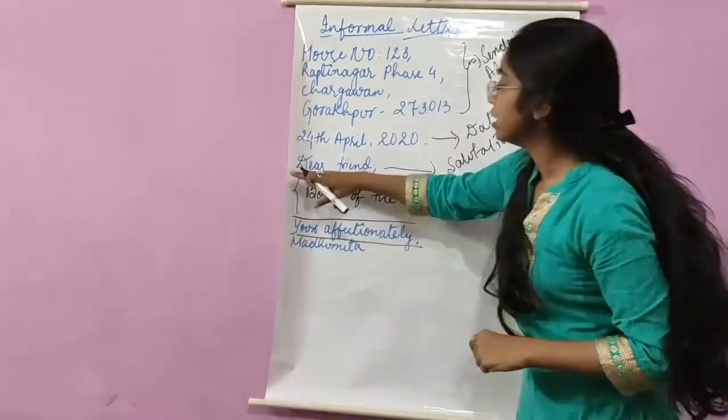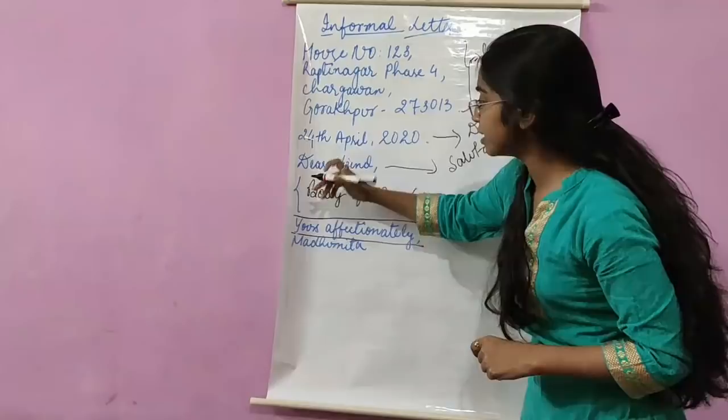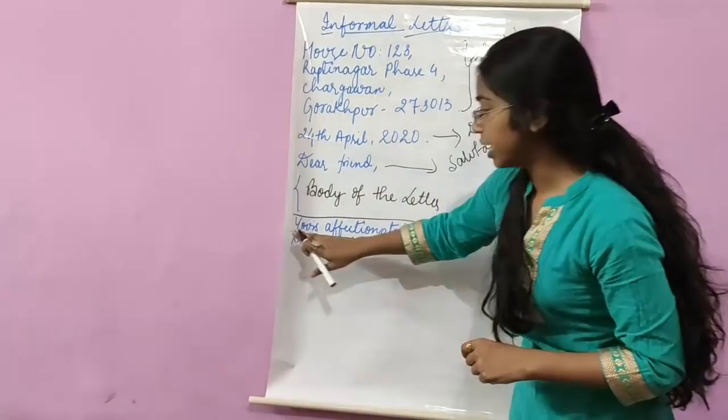Then, dear friend, salutation, comma. After the comma, I leave one line, and you will begin the body of the letter. And then, yours affectionately, comma, name.